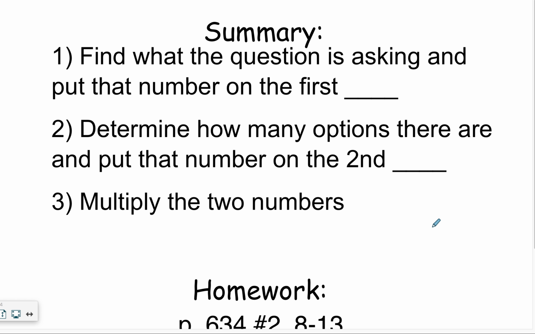Find out what question is being asked and put that number on the first side, on the left-hand side, the first number, the M. Determine how many options there are and put that on the second part, the second number. Multiply the 2 together. Okay, your homework is as follows, but what I want you to do is pause this and make sure you get it written down. Find the number question is asked by and put that number in the first column and the second column. Go ahead and pause so the kids can write this down.